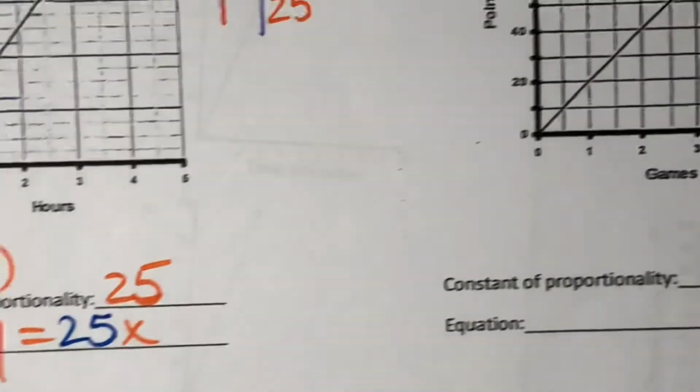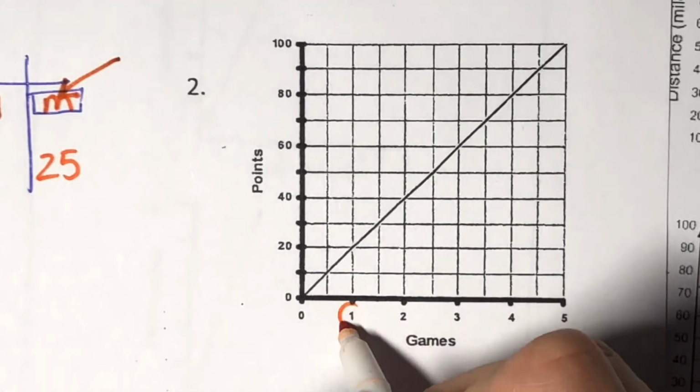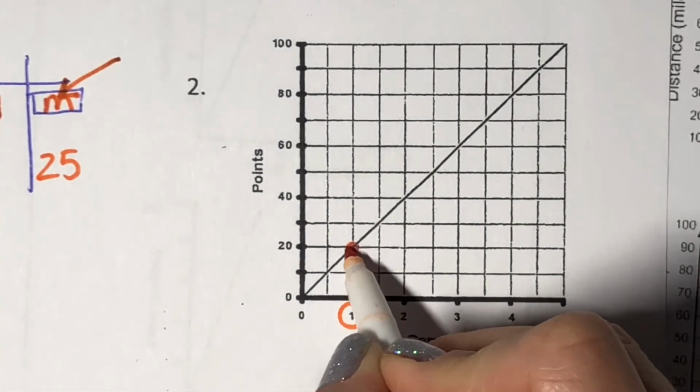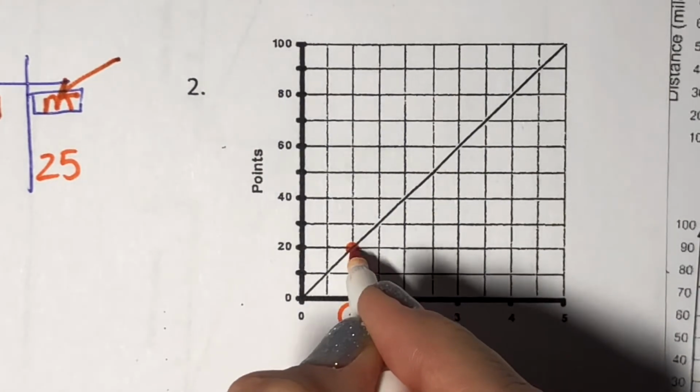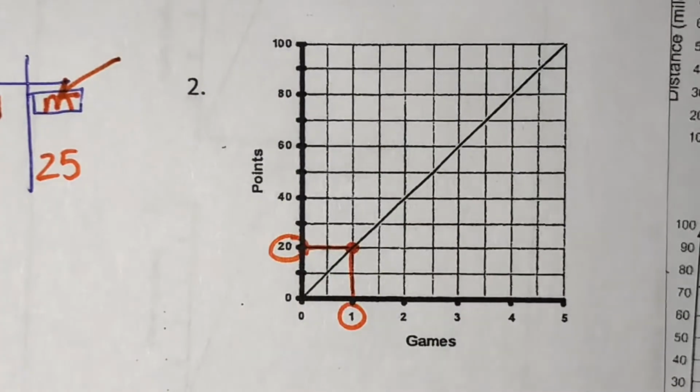So let's take a look at this next one. Let's see if we are just as lucky. I see 1, I follow it up. It's luckily also meeting at a perfect point where both grid lines meet, and it works its way over to the 20.